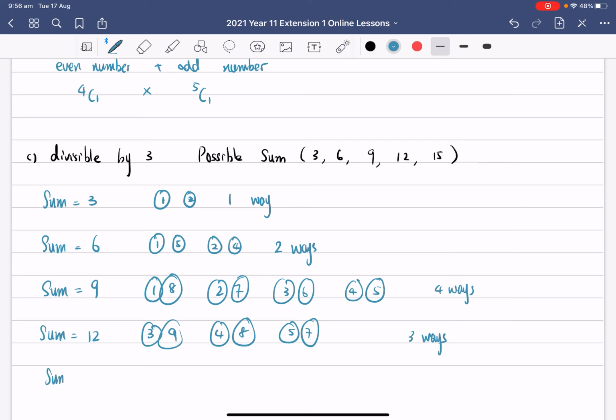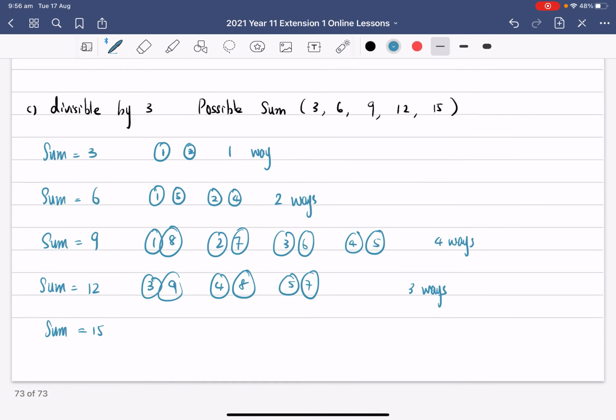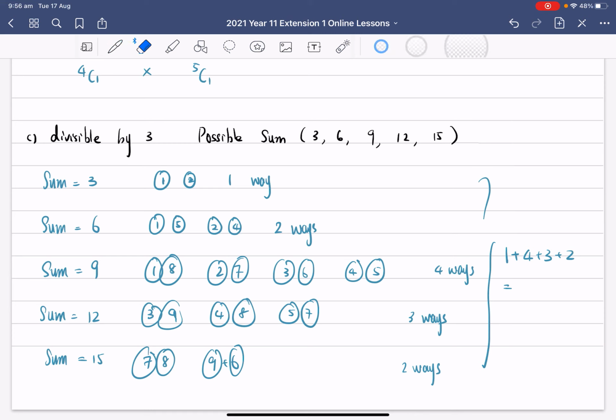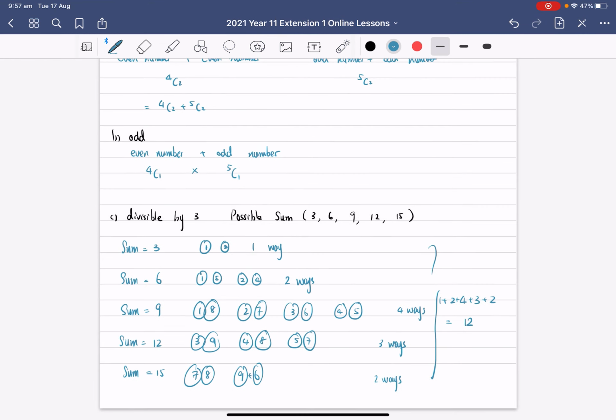If the sum is equal to 15, which is the last one, 7 and 8 is possible. You can't have 8 and 7. What about 9 and 6? Yep, that's possible as well. So that's 2 ways. Therefore, in total you just need to add all the possible ways together: 1 plus 4 plus 3 plus 2. Actually, did I miss one? Yes, I missed another 2 somewhere here. So that's 12 possible selections for the sum that is divisible by 3.